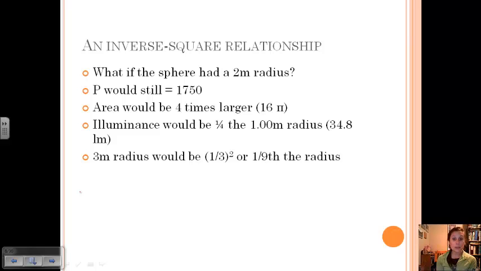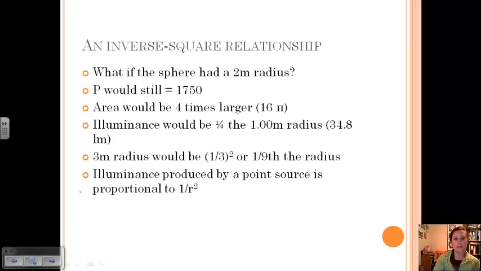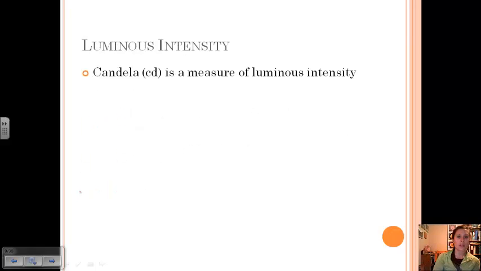Let's say we had a 3-meter radius. So this would be 1/3 squared, or 1/9 of the radius. And so it's an inverse square relationship because of the radius being squared. Illuminance produced by a point source is proportional to 1/r squared. Point source we would consider to be a light bulb or something where it's coming from one area, or one point.